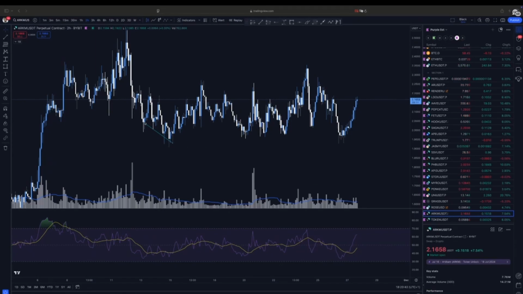All right, so check this out. We have a div right here, because this is on the 2 hour. We have the price going down and we have the RSI going up. What does this mean?